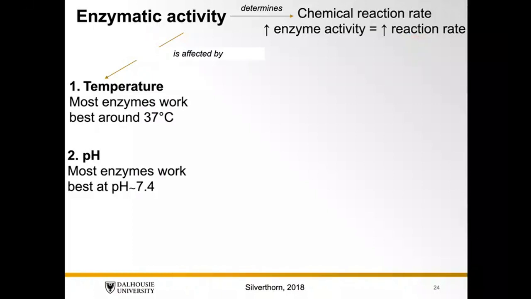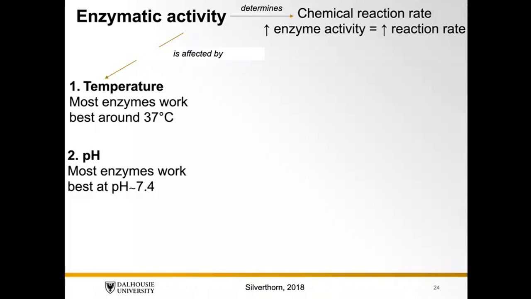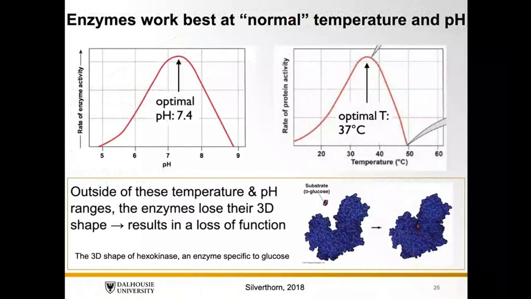So the next question becomes, what affects enzymatic activity? So it is affected by temperature and pH. So not surprisingly, most enzymes in our body will work best around 37 degrees Celsius, which is our normal body temperature. Similarly, most enzymes will work best at pH around 7.4, which is a neutral pH and the pH of most of our body. So here are a few graphs that illustrate that.